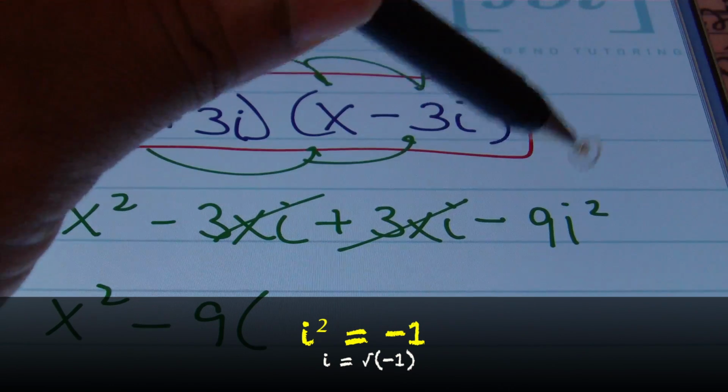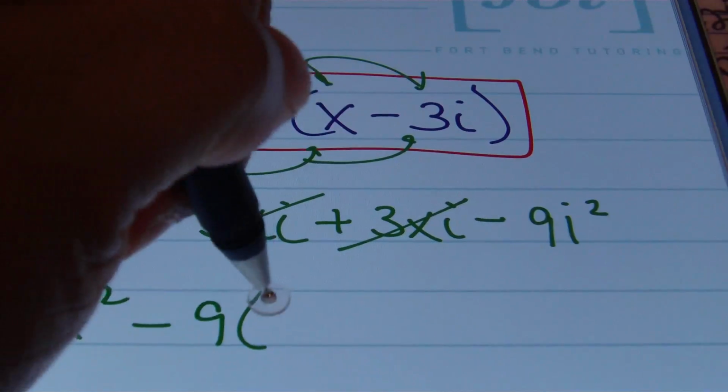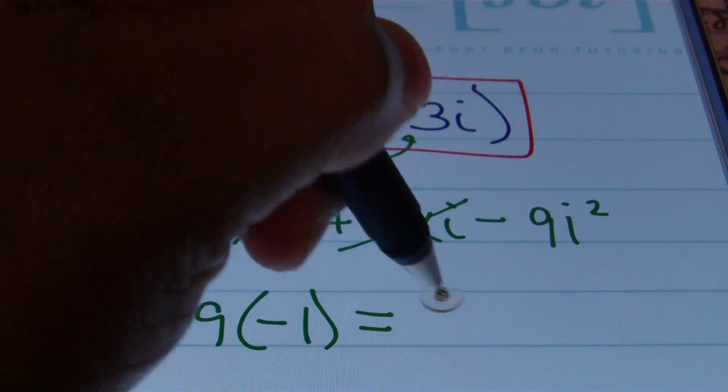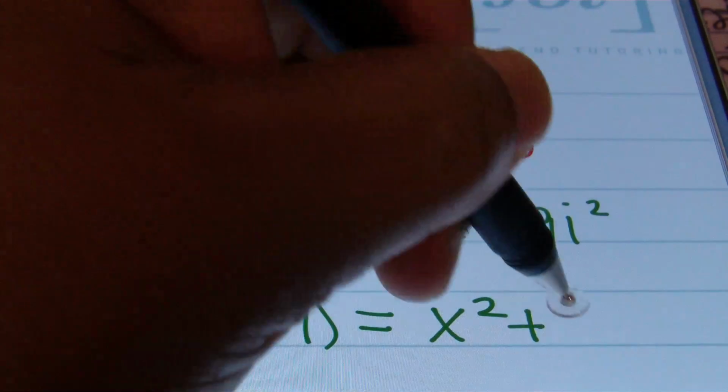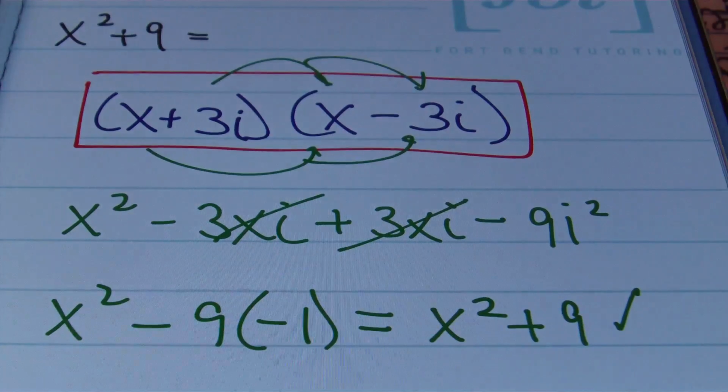So recall that i to the second power, i times i, is i squared, and that is equivalent to negative 1. Then multiplying negative 9 times negative 1 will give you a result of x squared plus 9, which verifies that this is correct. There you go, ladies and gentlemen. So this is the process for factoring a sum of squares. You got it.